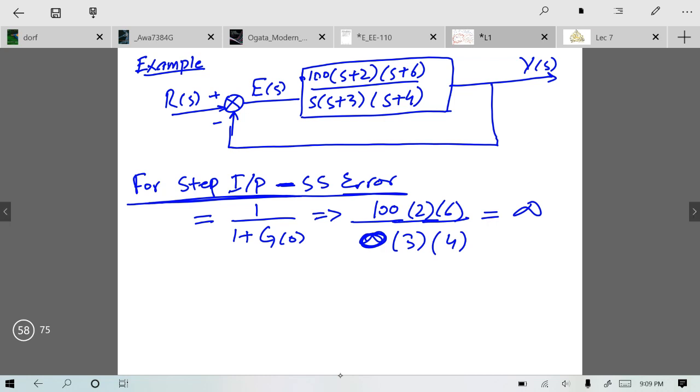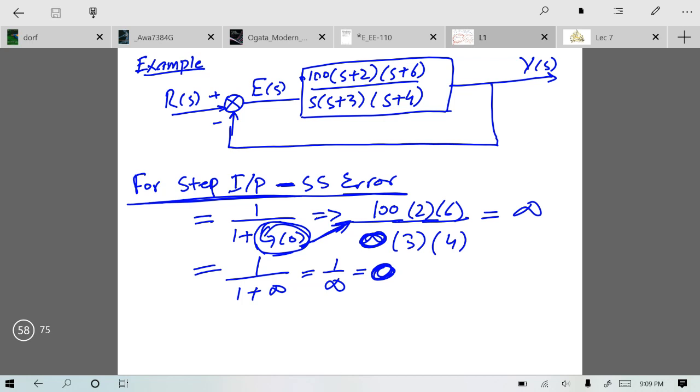So if G of 0 is infinity, this is G of 0 by the way, the steady state error would be 1 over 1 plus infinity, equal to 1 over infinity, equal to 0. Steady state error is 0. There is no error. It means your system is designed for a step input, so your steady state error is 0. Now if I apply a ramp to the same system, what would happen?